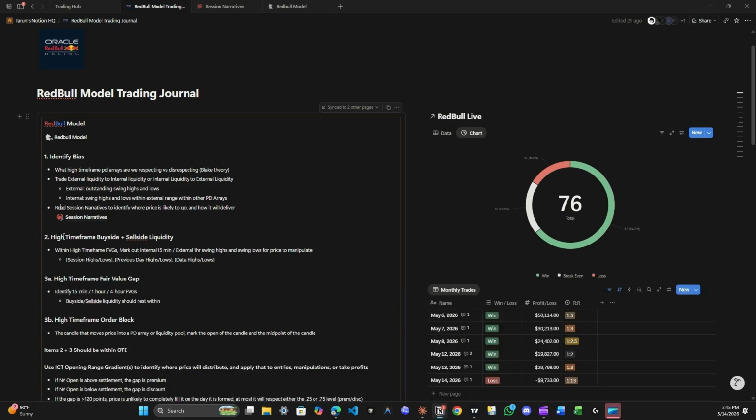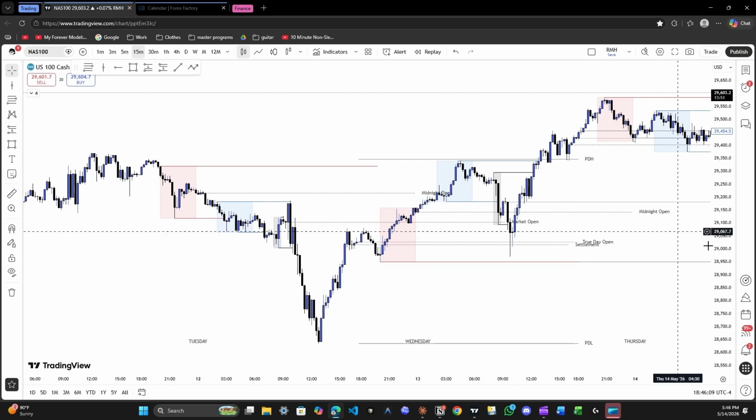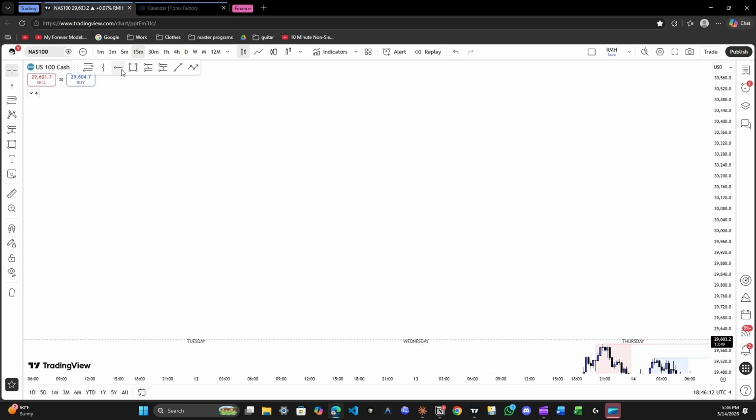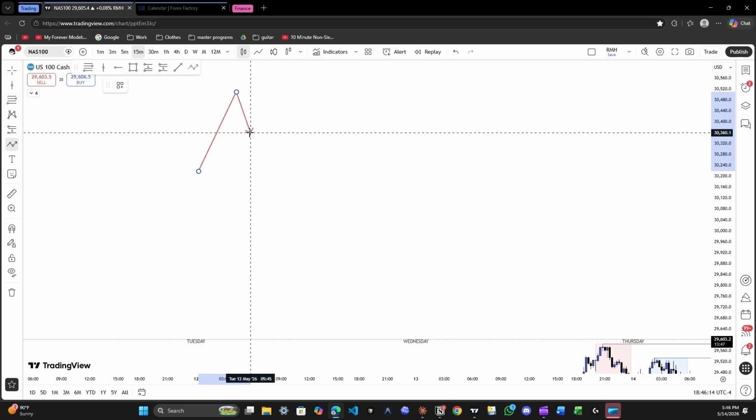Next, high time frame buy side and sell side liquidity. Within those high time frame fair value gaps that we marked out, we want to find internal liquidity, and we want that internal or external liquidity to get swept so we can trade towards internal or external liquidity. It's like I showed you here, like that scenario I drew out where you went like this.